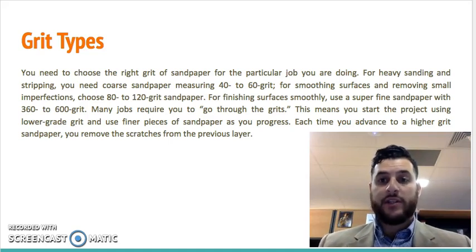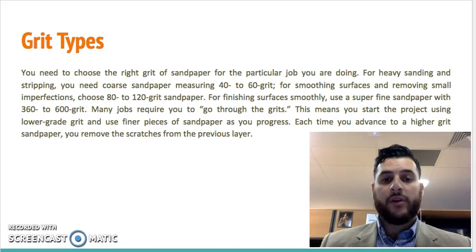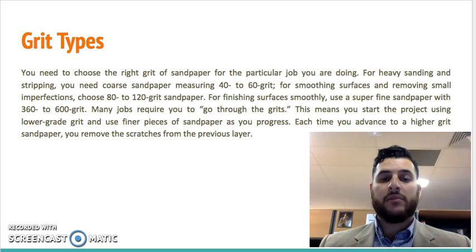Many jobs, including our CO2 car, will require you to go through the grits. So what this is telling us is, you start off with a low grit, so you're 60 to 80, and you start stripping back the material, and then by the end, what you do is you work your way up to a 300 grit, and what that does is it smooths it out and it gives you a really nice surface to work off.